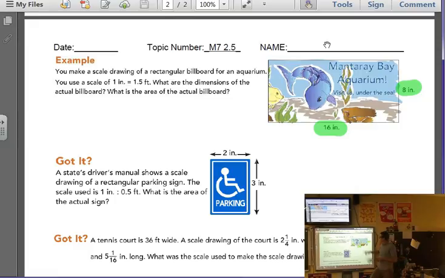Now they know that they're going to use a scale factor of 1 inch to 1.5 feet. So luckily, because this uses my 1 inch, this should be a little bit easier. Acadia, can you walk me through this?